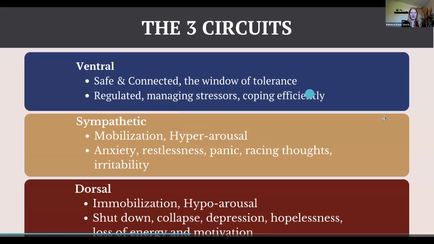Now, these circuits also all have an effect on your physical body. So when we go into sympathetic overwhelm, our digestive system gets depressed. We can get dry mouth. Our immune system gets depressed. Your blood flow changes, your breathing changes, your heart rate speeds up, and your breathing gets more shallow.